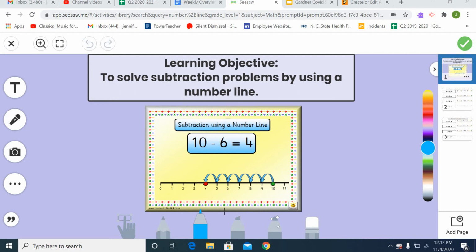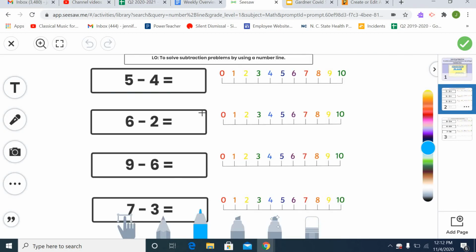So let's go over to our second slide here. As you can see on this slide, there are some subtraction problems over here in our rectangles. And then beside each subtraction problem, we have been given a number line to work with. So let's look at our first one. The first one says 5 take away 4 equals.